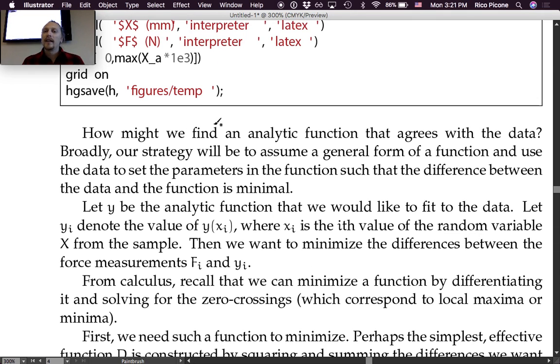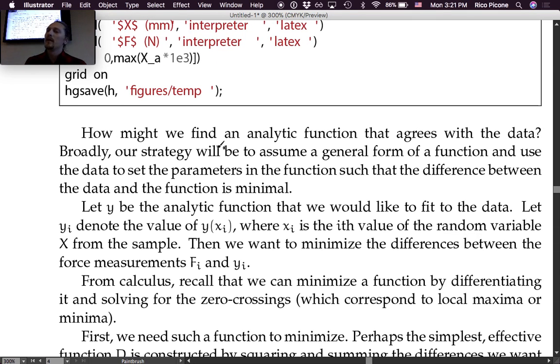How might we find an analytic function that agrees with the data? That's the question that regression asks. That's what we're trying to answer. Broadly, our strategy will be to assume a general form of a function and use the data to set the parameters in the function such that the difference between the data and the function is minimal. That's generally our strategy.